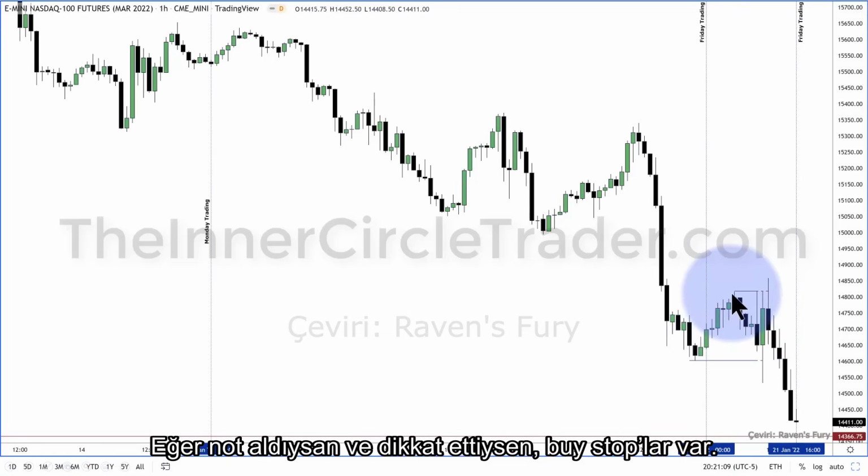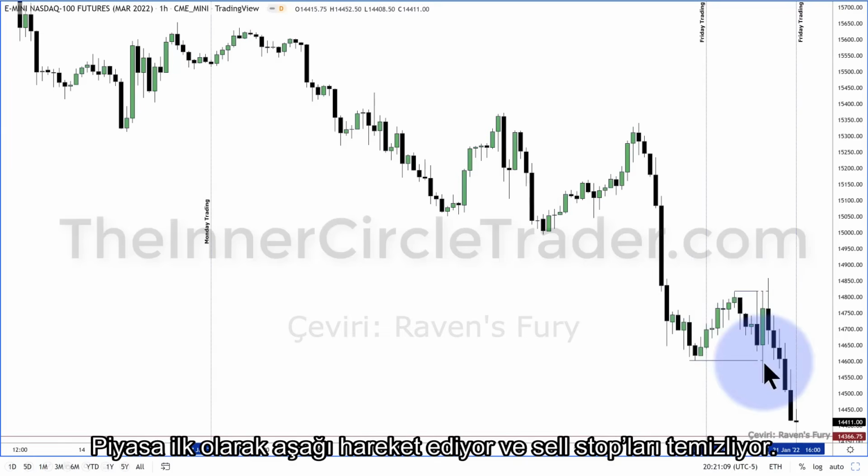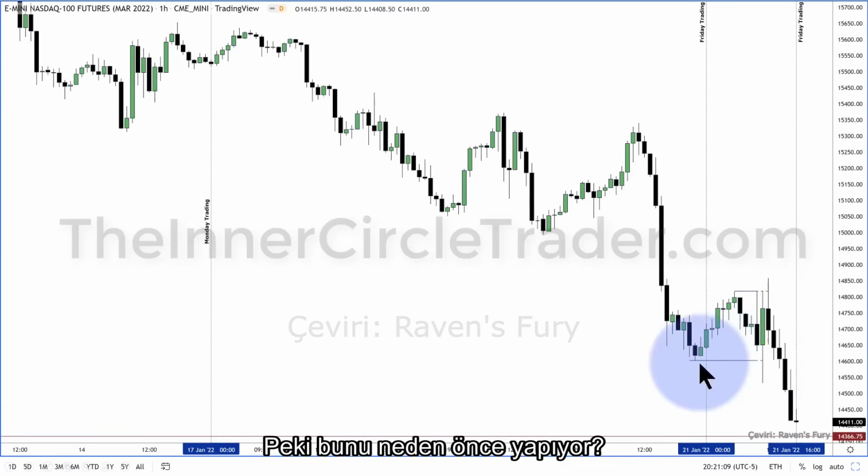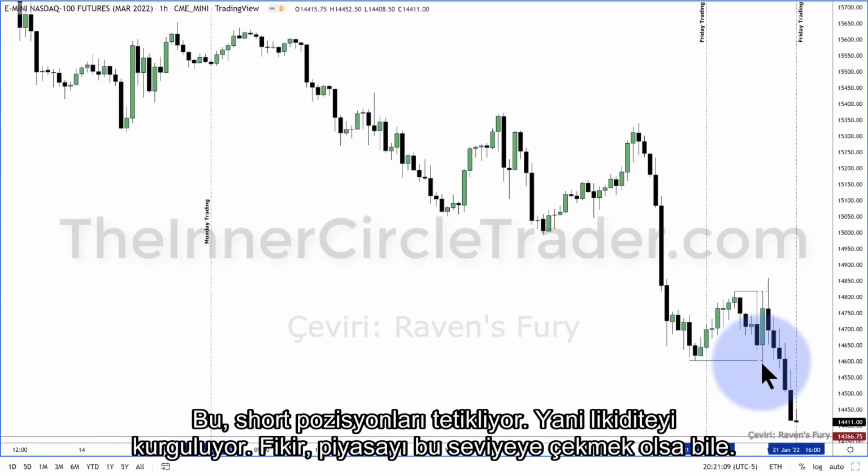If you've taken notes and been paying attention, it's buy stops. What's resting below this low here? Sell stops. Watch closely. The market trades down initially and takes out the sell stops. Why would it do that first?